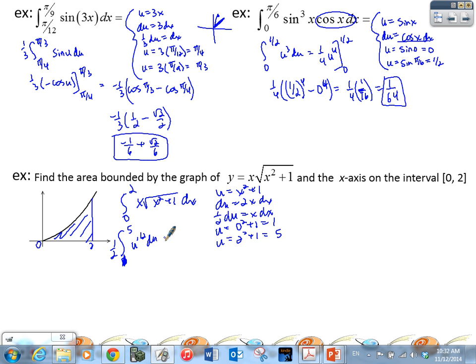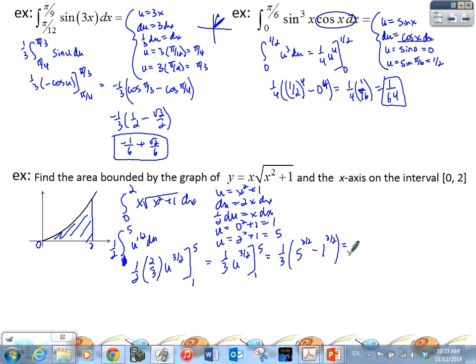All right, so let's integrate. So 1/2 plus 1 is 3/2, so we multiply by 2/3 u to the 3/2, evaluated from 1 to 5. I would probably, just for simplicity's sake, go ahead and multiply these together, and I would get 1/3 u to the 3/2 from 1 to 5. All right, so let's do that. 1/3. We have 5 to the 3/2 minus 1 to the 3/2.